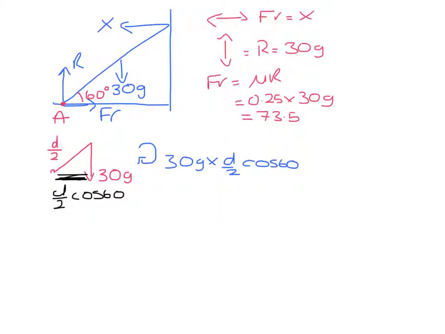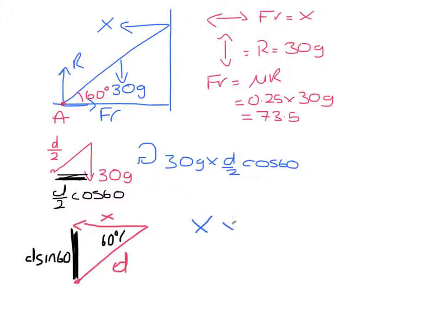I'm now going to repeat this with the force X. So if I start at the base of the ladder and I go up to X, I have travelled D, the distance up the ladder, and this is what I'm looking for. If we have 60 using alternate angles, this must be 60, so this distance here is D sin 60 because it's opposite the angle. So the moment is X times D sin 60, and that's going to be in an anticlockwise direction.